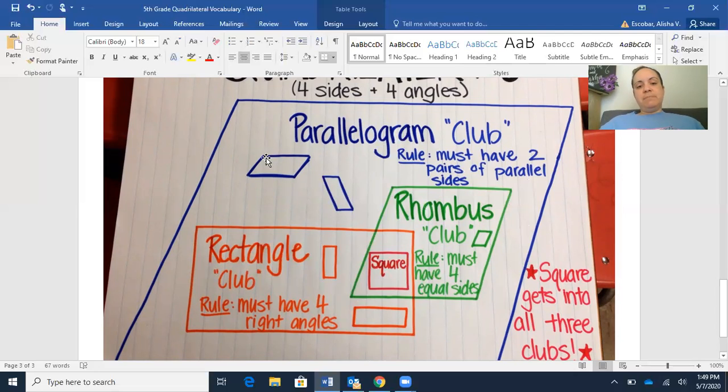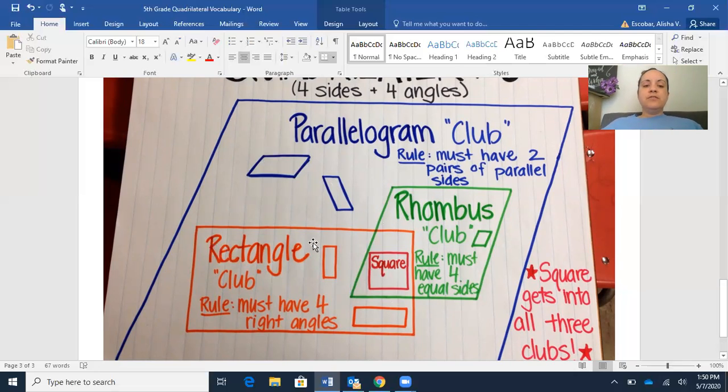Here's some other shapes that are in the parallelogram club. This is not a rhombus, because a rhombus has all four sides congruent, just like a square, except they're not 90-degree angles, they're like this. So this is a parallelogram, this is a rhombus.